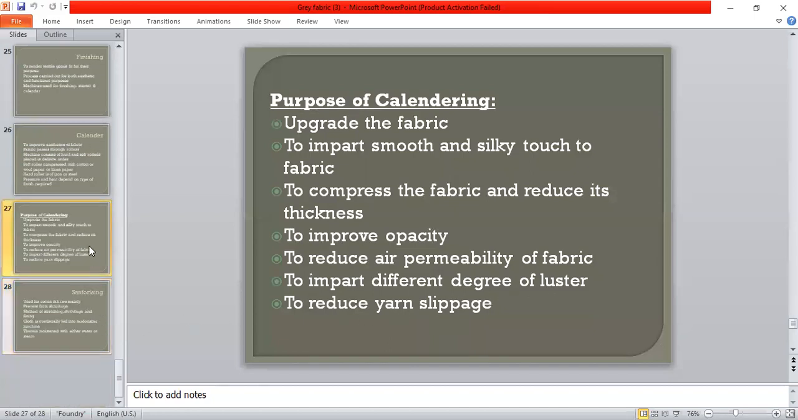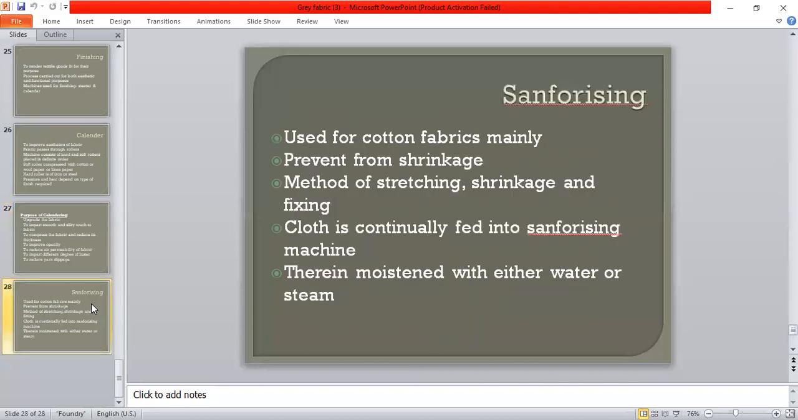Then at last, this is the process known as sanforizing. Sanforizing prevents cotton from shrinking when it is washed. This is mainly used for cotton fabrics. This is the method of stretching, shrinking, and fixing.